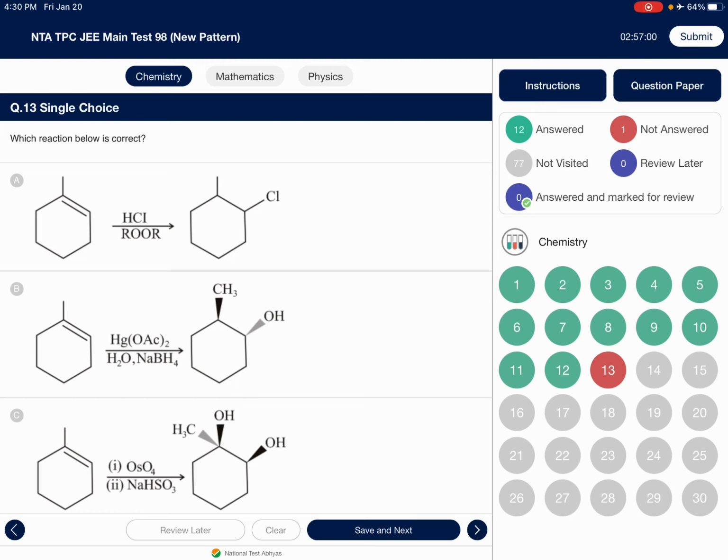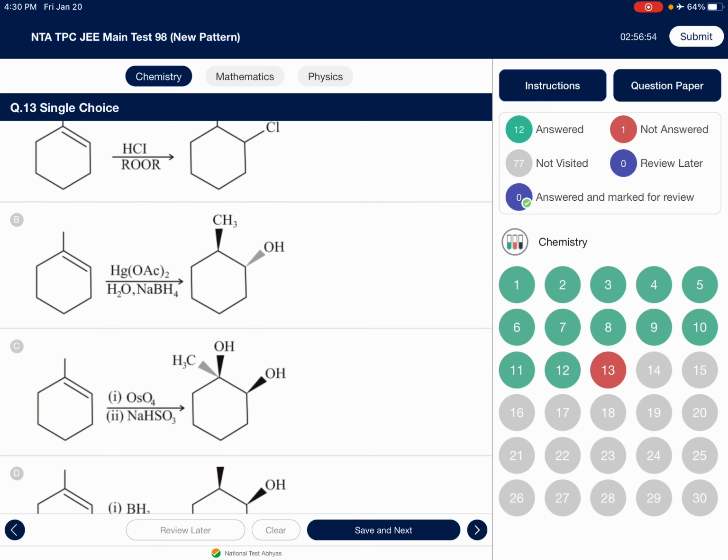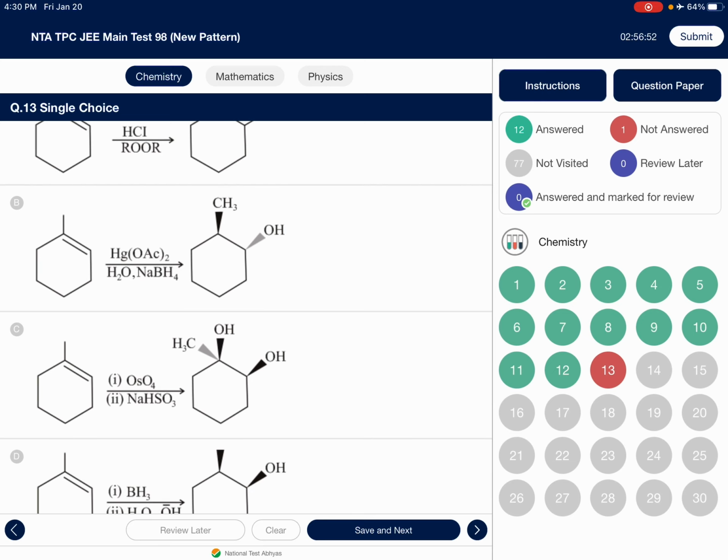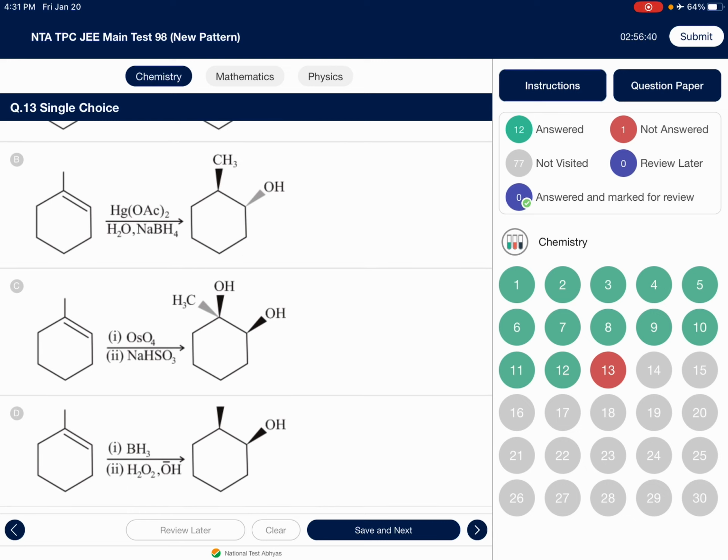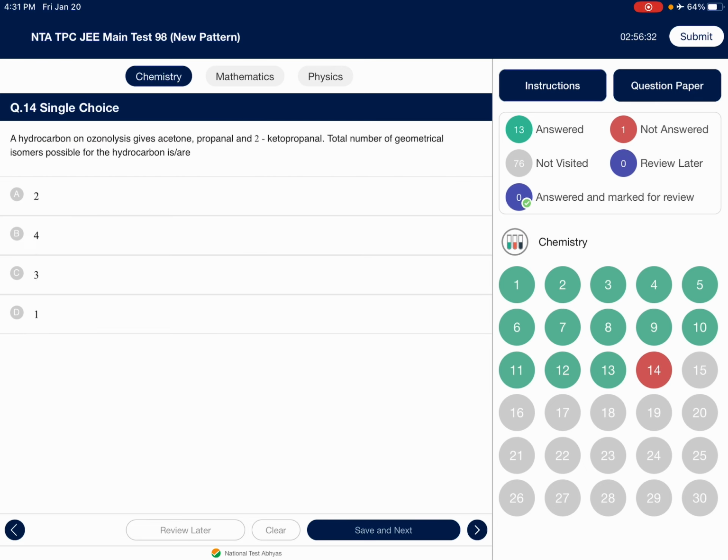Which reaction below is correct? Okay, now HCl, peroxide effect is not there. The second reaction is OMDM reaction, means oxymercuration-demercuration. It must be following Markovnikov addition. So Markovnikov addition means it is again wrong. OsO4, NH3, BH3. BH3 THF is anti-Markovnikov addition. Anti-Markovnikov addition means when OH, this is right.